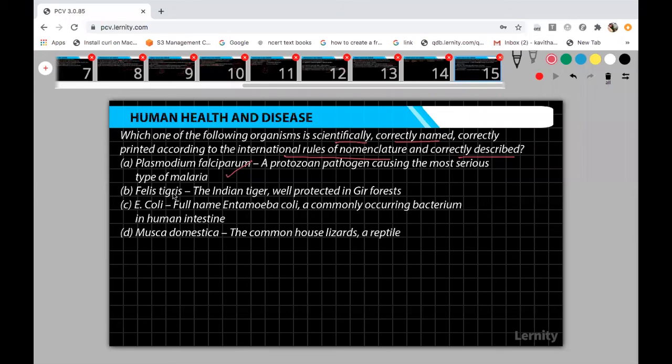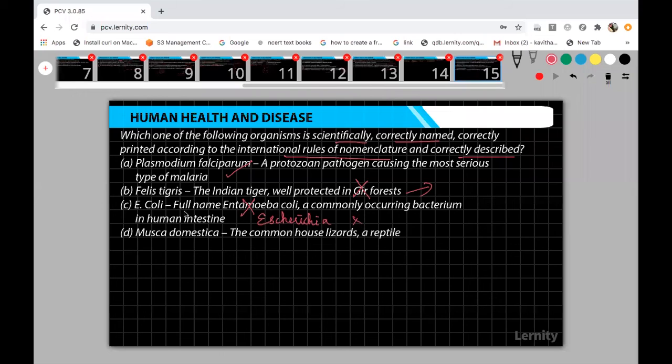Then Felis tigris, the Indian tiger, well protected in Gir forest. It is not Gir forest. You will study about this in the biodiversity chapter. Okay. E. coli, full name Entamoeba coli, a common occurring bacterium in the human intestine. It is not Entamoeba coli. It is Escherichia coli.